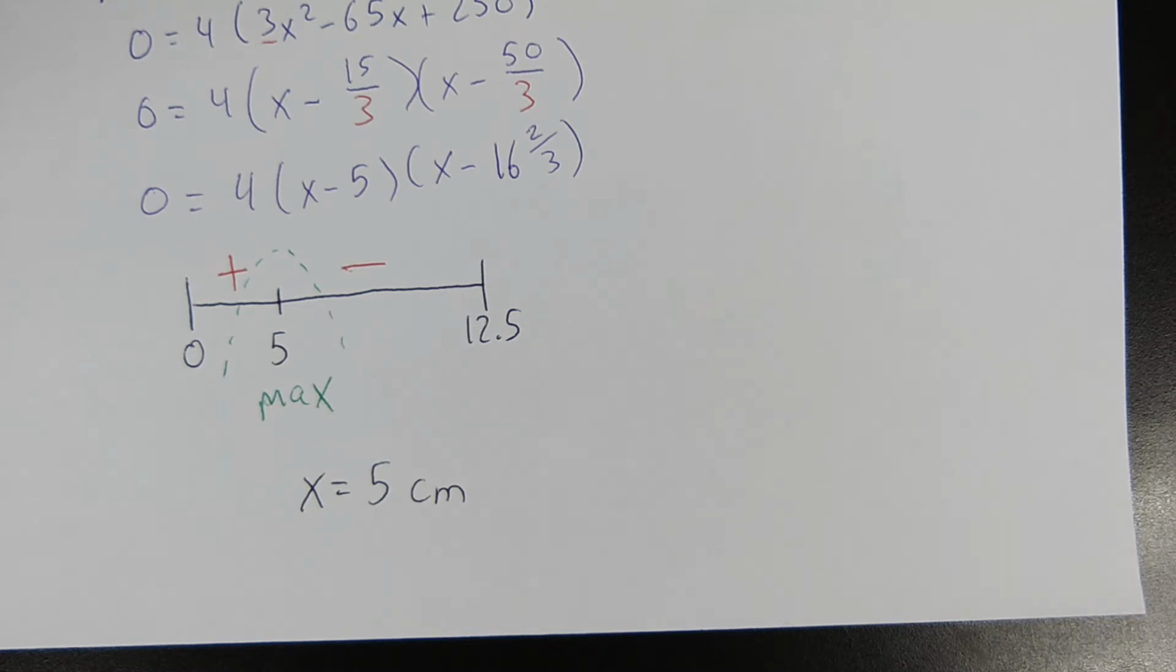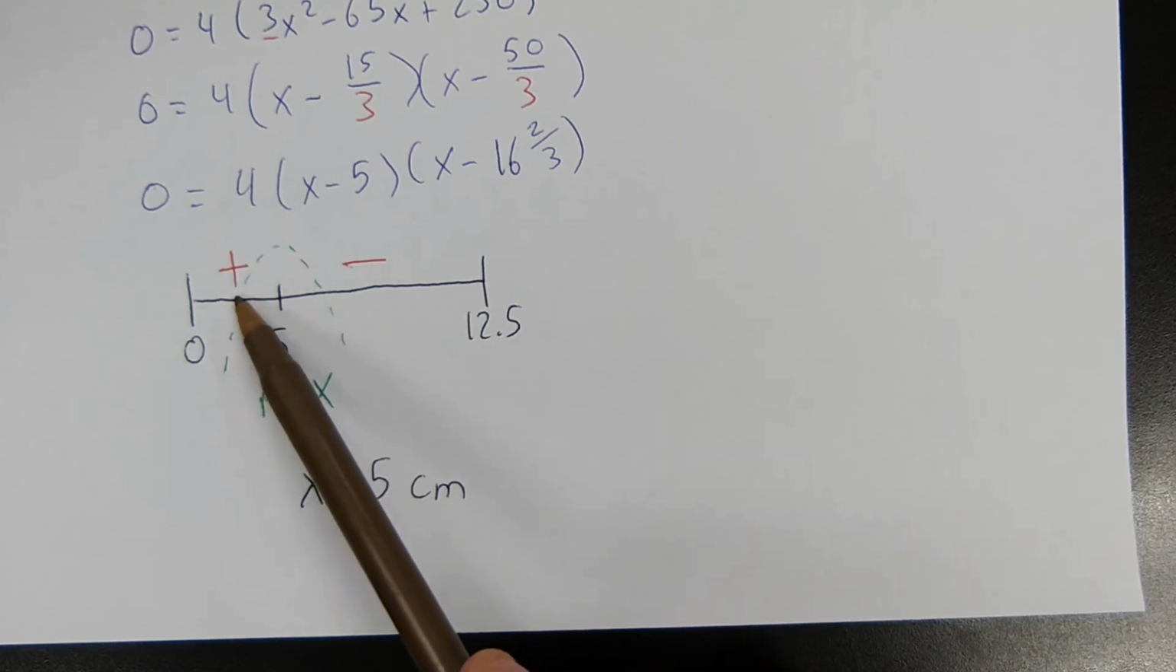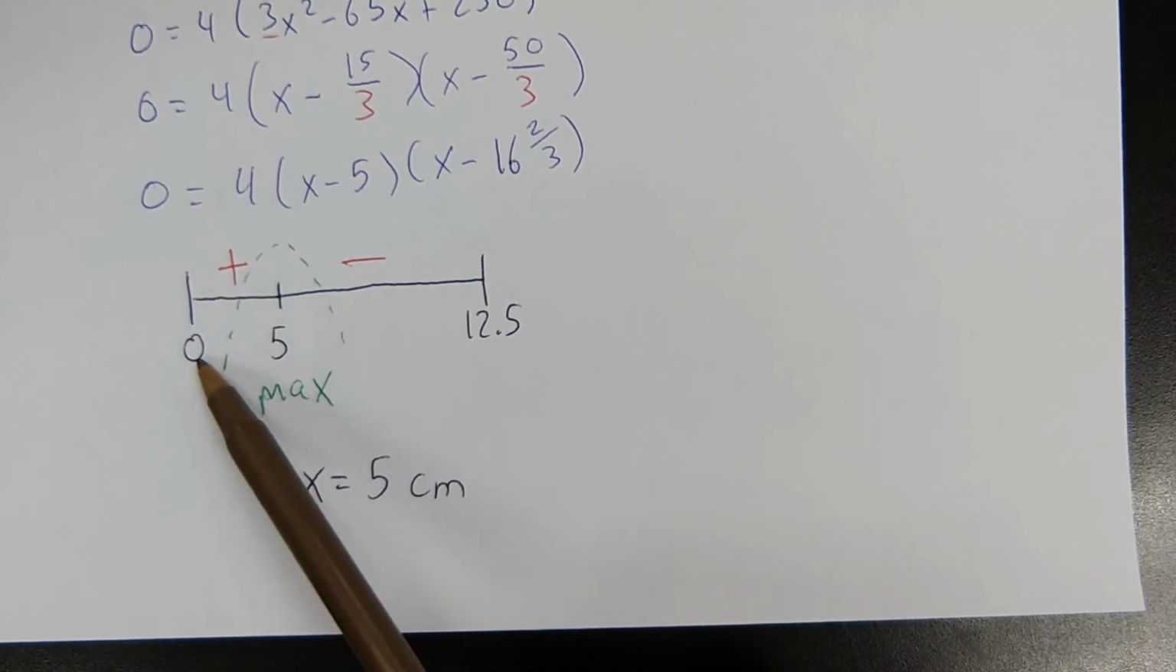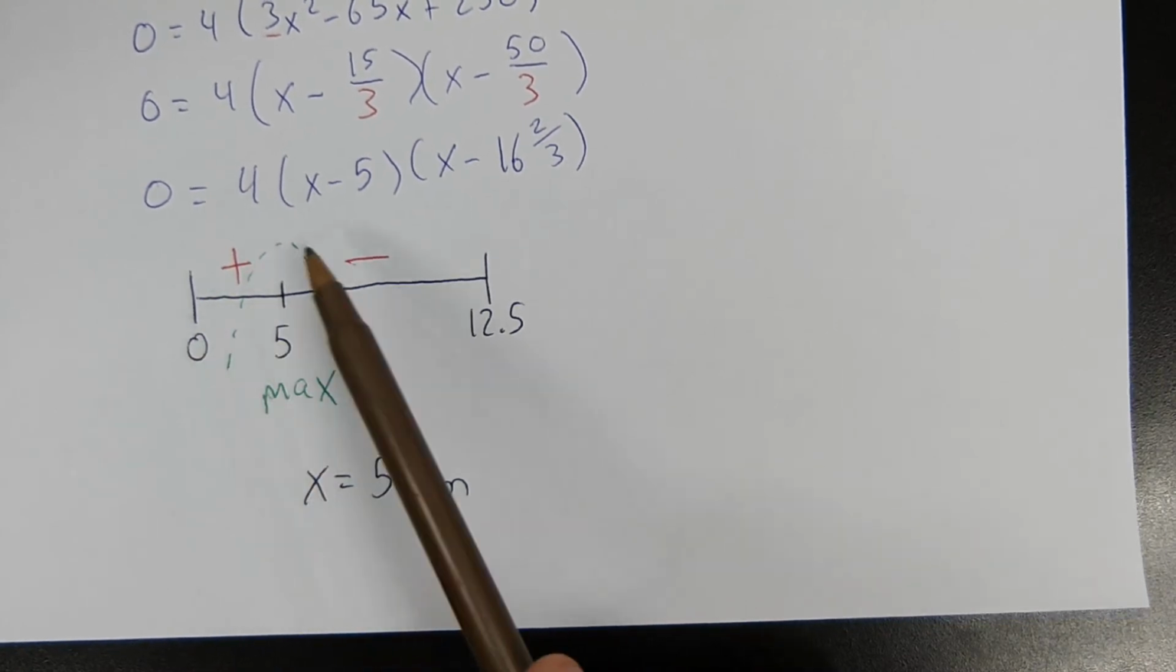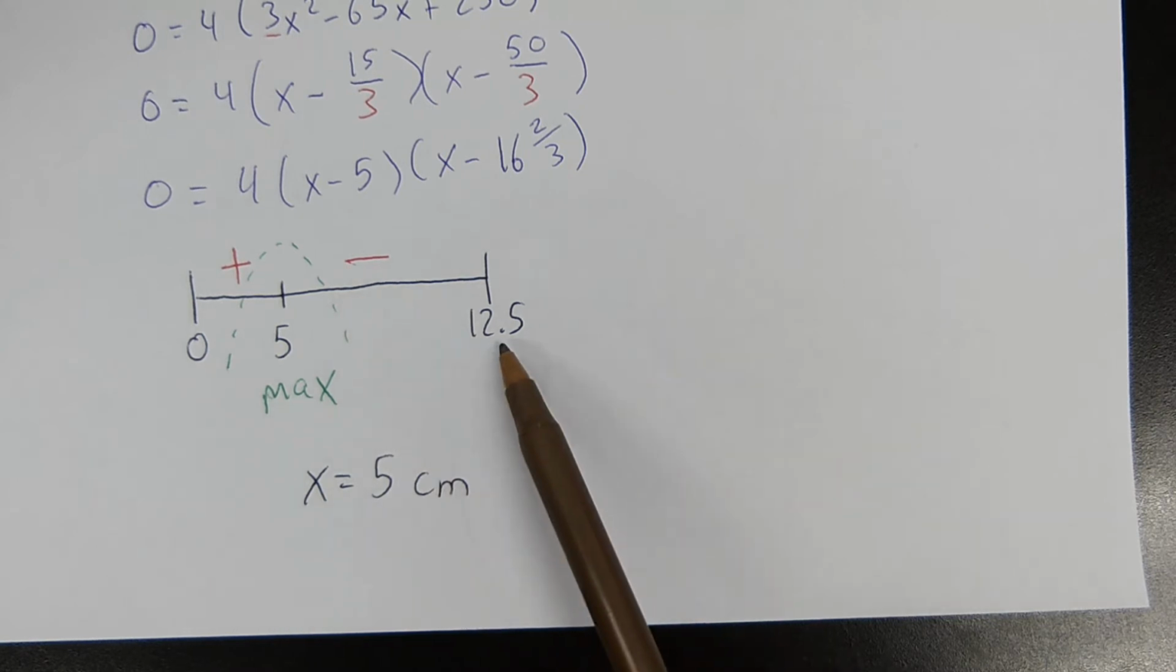Yes, Danielle. So in the notes it says endpoints must be checked. So if 12.5 is maximum, it would have shown up as a critical value. Well, the reason why I haven't bothered checking the endpoints for this one is because I was increasing to the left of 5, which guarantees that 0 is below. And because I was decreasing to the right of 5, it guarantees 12.5 is below as well.